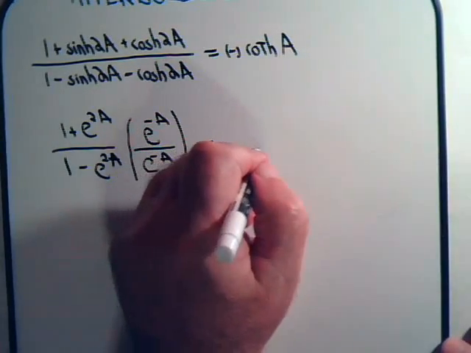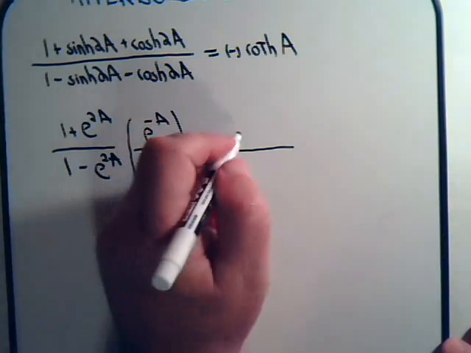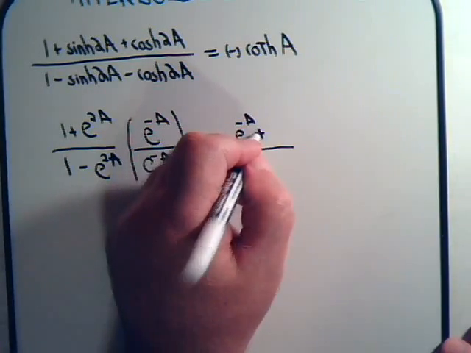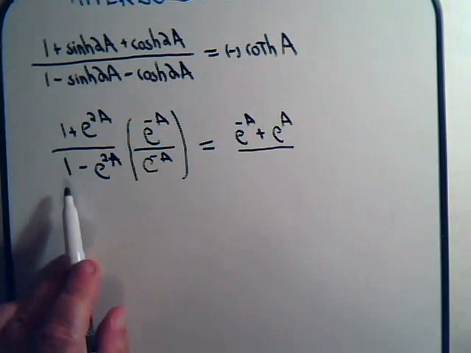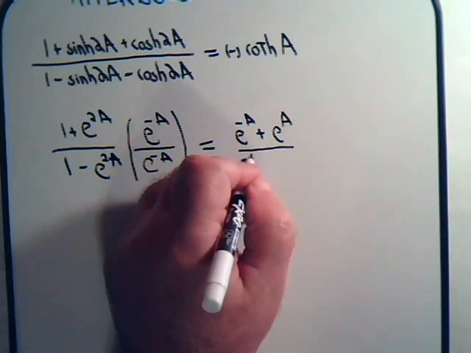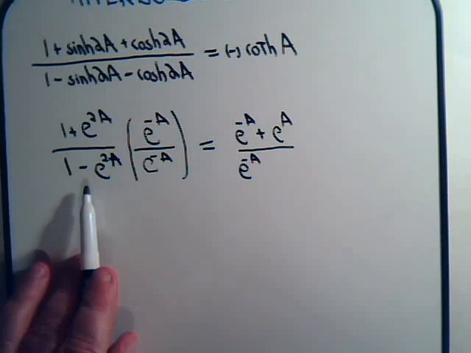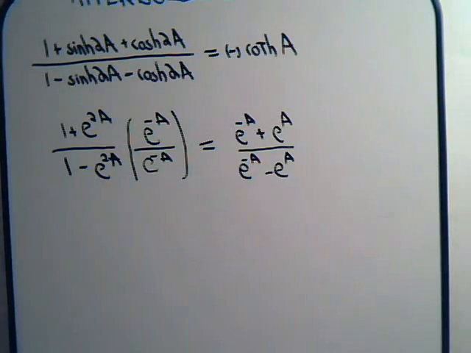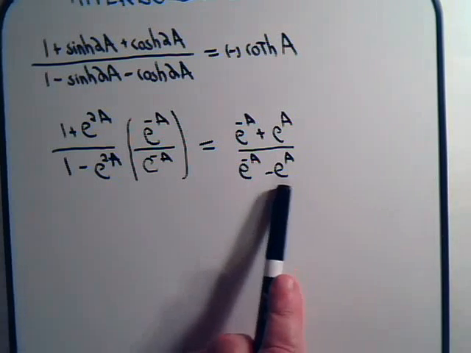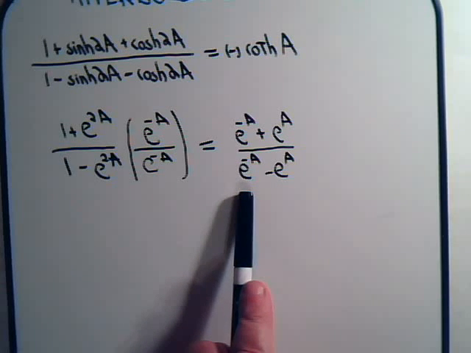So if we do that, now where do we end up? Now we have e to the minus a plus e to the a, and down here we have e to the minus a, and here we have minus e to the a. Well, if this was a hyperbolic cosine divided by a hyperbolic sine, the 2's in the denominator of each one would cancel out, and we would have this, but this right here would be a minus hyperbolic sine.